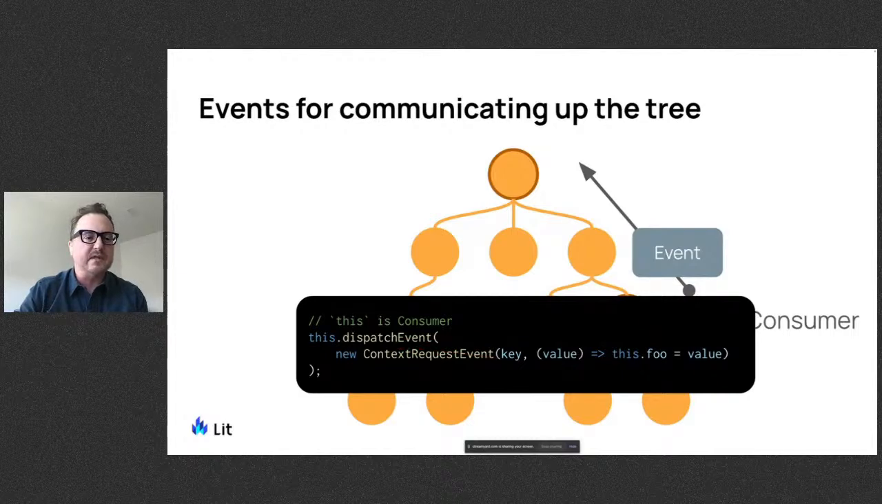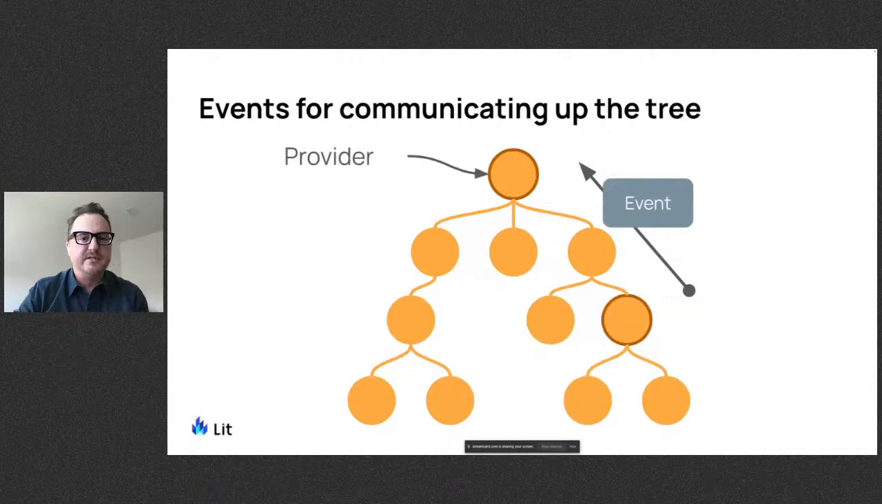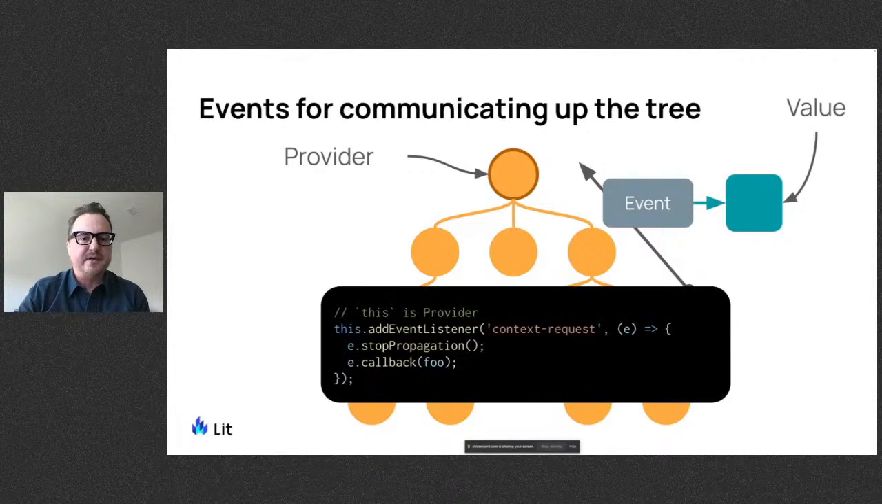Remember, this is low level. This is kind of how the context package works under the hood. So that event is going to go up our tree, and it's going to get to the provider. And the provider is going to add a value into it. And the way that works is like this. So we're going to add an event listener to the provider for a context request event. It's going to stop propagation because it knows it can handle that context value, and it doesn't need to delegate further up the tree. And then it's going to call the callback on the event with the value that it has. And that's basically the entirety of the protocol there. It's pretty simple.